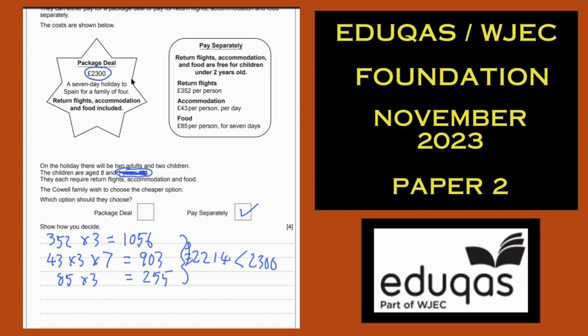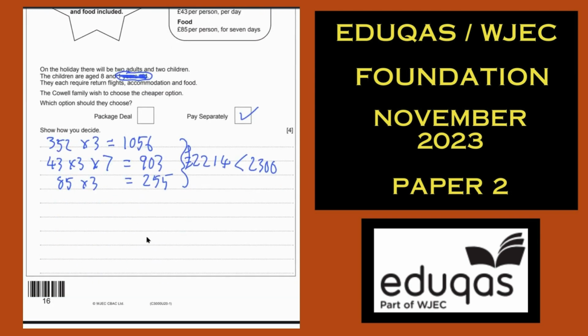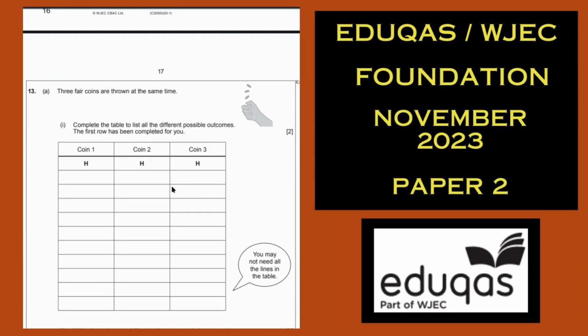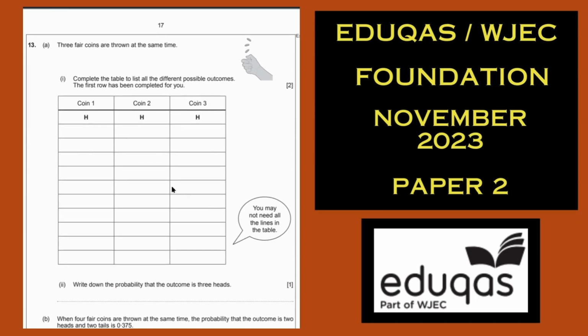On we go. And by the way, you don't need any more waffle down the bottom. Once you've got the total cost, saying it's less than 2,300, you're done. Number 13, you don't need all the lines. Be systematic. That's all the possibilities with 3 heads. Let's introduce 1 tail. But this coin 2 could be the tail. The coin 1 could be the tail.